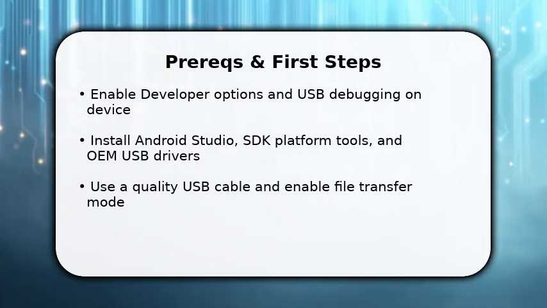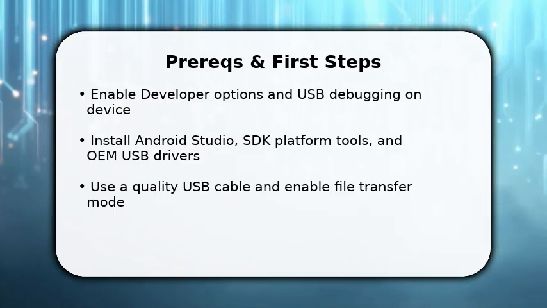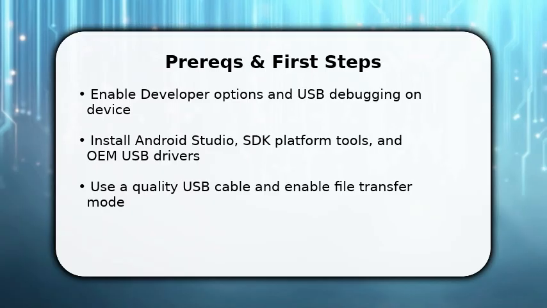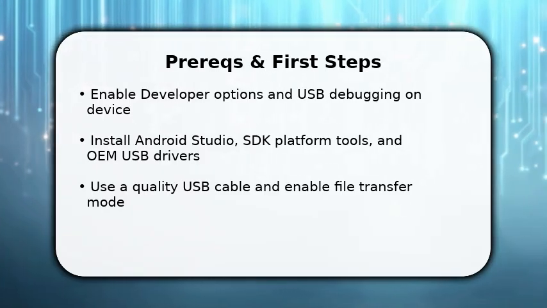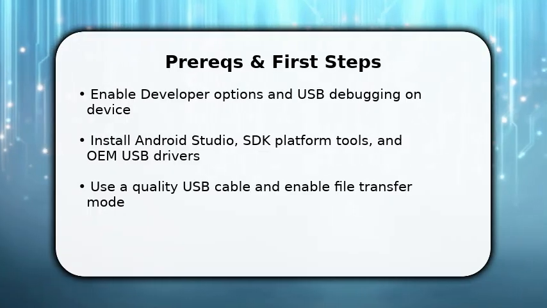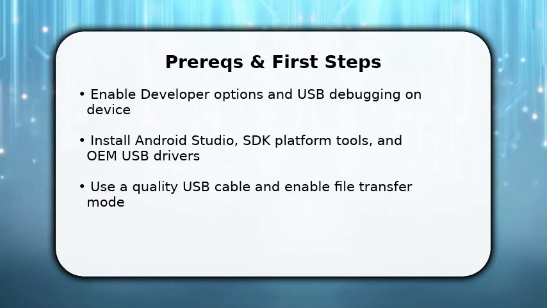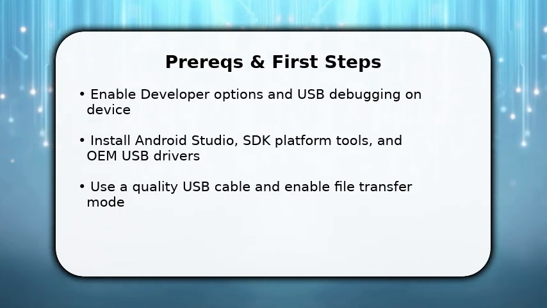Install Android Studio plus SDK platform tools and the correct OEM USB driver for your device so drivers don't block detection. Once done, connect the device with a good data cable, choose File Transfer, MTP mode on the phone, and watch for the Allow USB debugging prompt. Accept to authorize your computer.